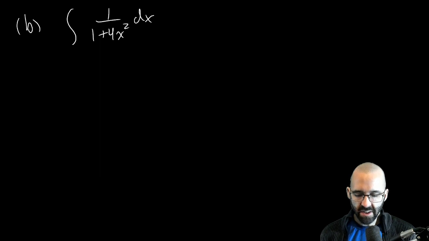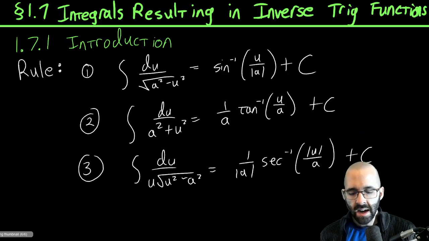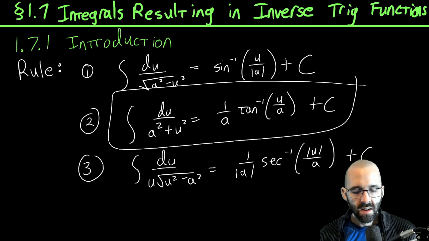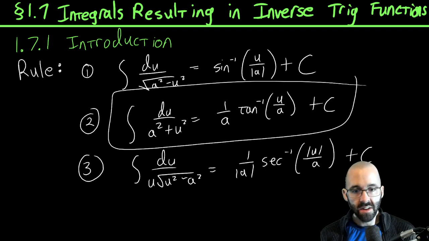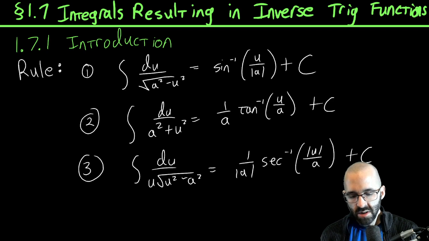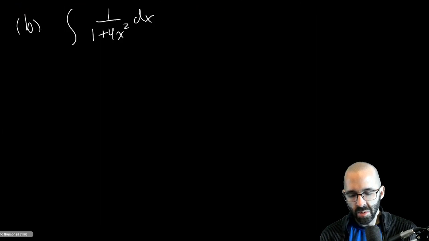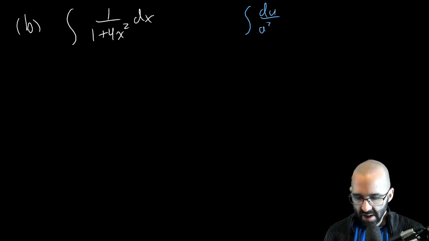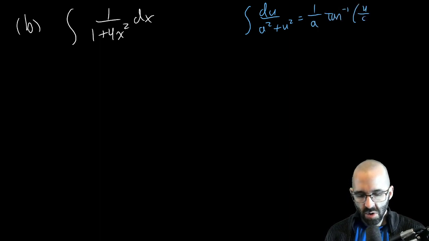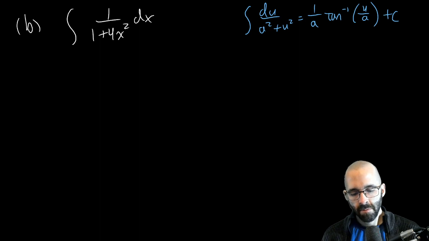We can simplify this a little bit, but it really does look a lot like this trig integral. Not exactly the same, but close. So let's copy that formula down and see if we can use it. We know the antiderivative of du over a squared plus u squared equals 1 over a inverse tangent of u over a plus c.